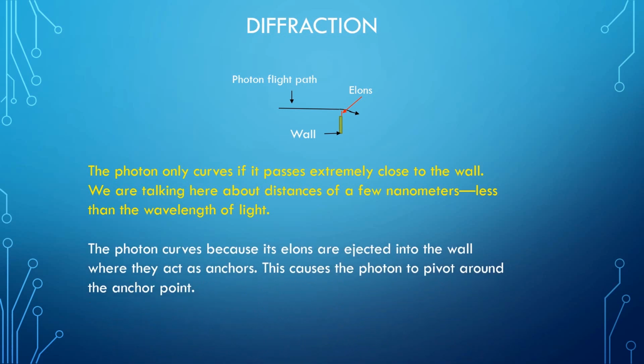The photon curves because its elons are ejected into the wall where they act as anchors. This causes the photon to pivot around the anchor point. This is the same explanation I gave for refraction.